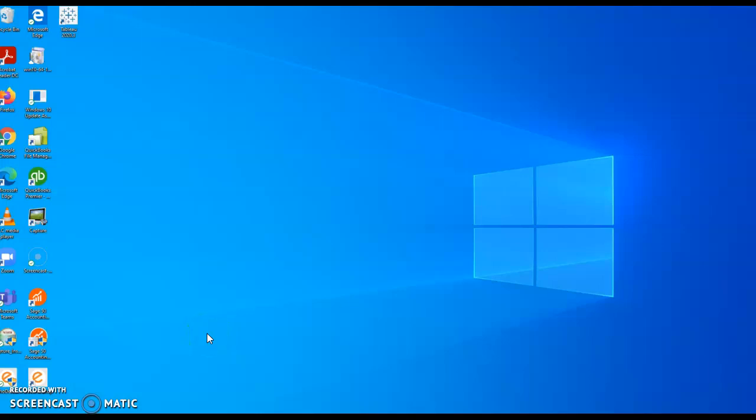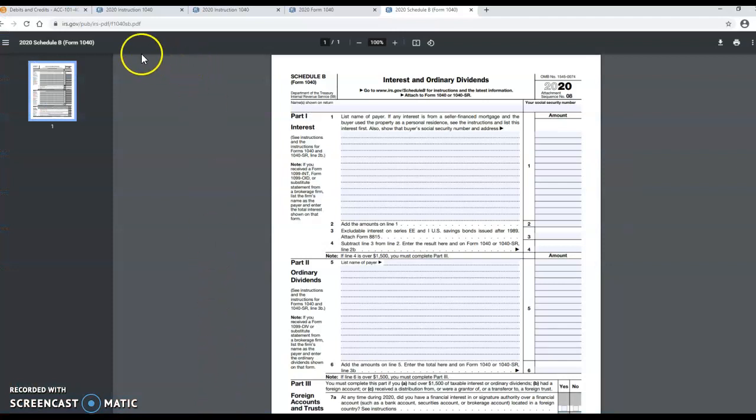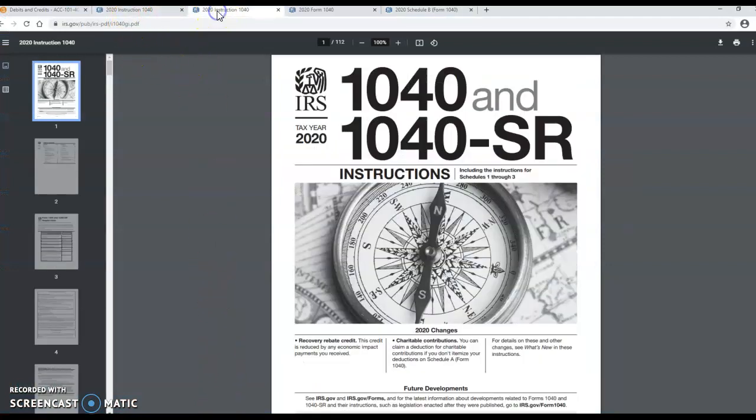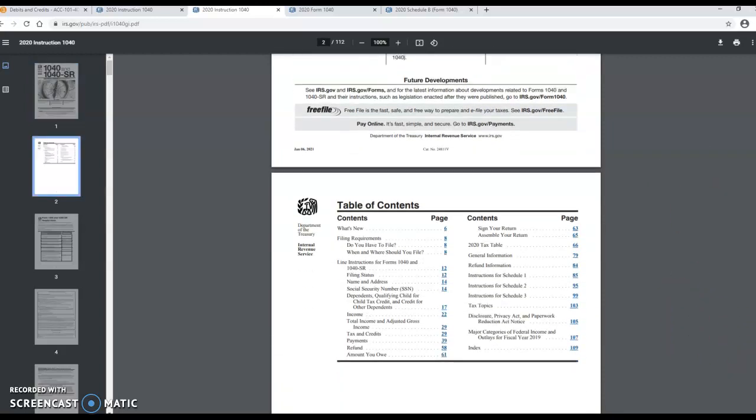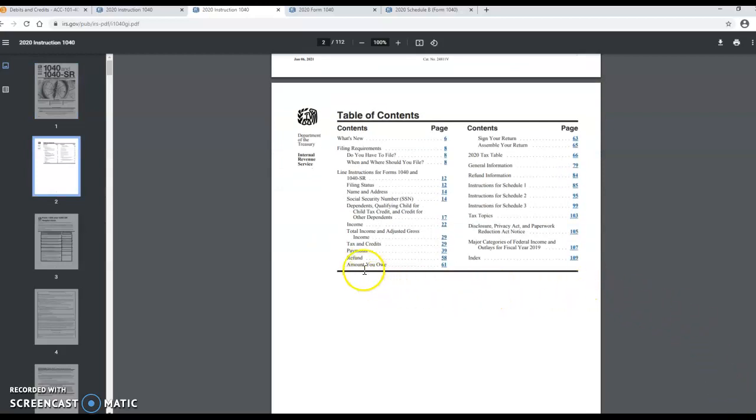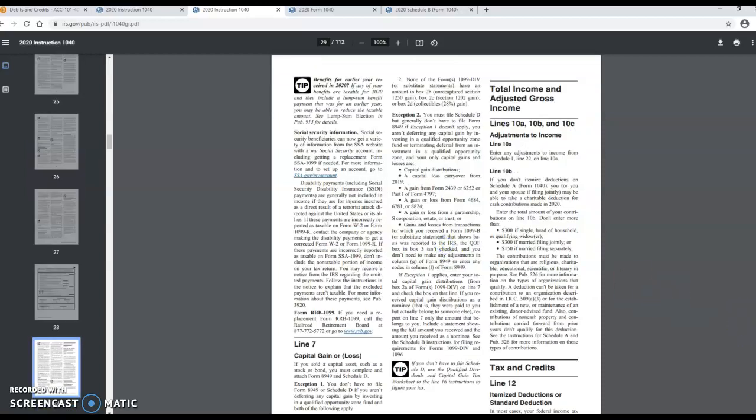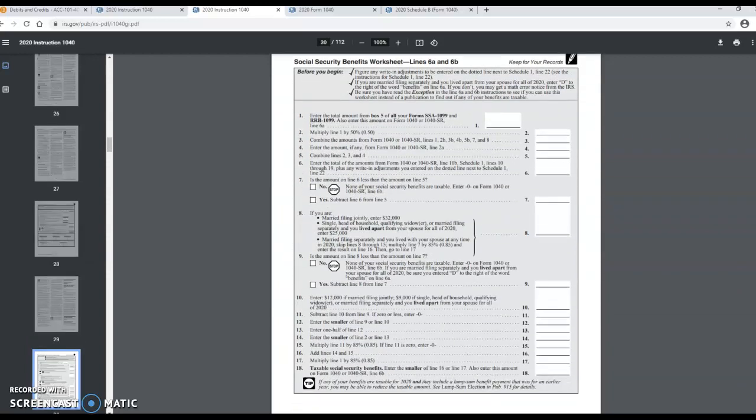Okay, let's take a look at dividends, the qualified dividends worksheet. In your 1040 instruction booklet, if you go down here where it says on the table of contents, tax and credits, and click to that link, and then we're going to scroll on down.